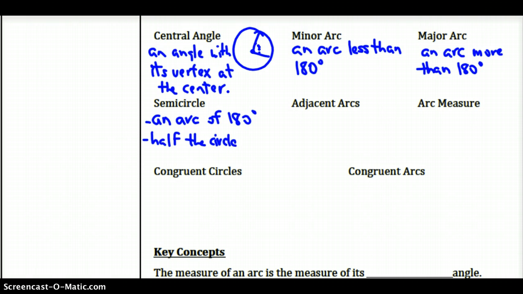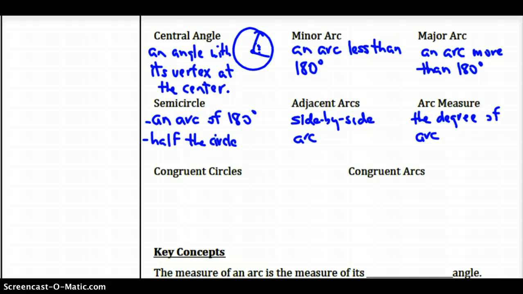Alrighty. Now, adjacent arcs are two arcs that have a common endpoint. They're kind of side-by-side arcs. So I'm going to say side by side arcs. They only share an endpoint together. Arc measure, the degree of the arc. The degree of the arc.